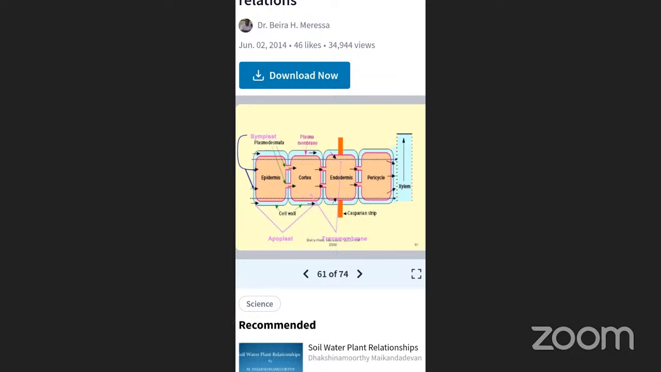So apoplast means the continuous system throughout the adjacent cells of the plant. The apoplast movement of water occurs exclusively through the intercellular space of the cell walls. The movement through the apoplast does not involve crossing the cell membrane. This movement depends on the gradient only. Okay, through the cell walls only.